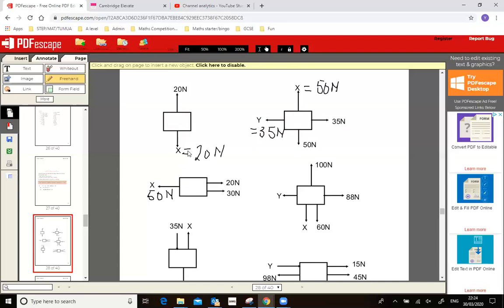Okay, so in this fourth object, let's have a look in the horizontal direction. And we can see straight away that Y has to equal 88 Newton. And here we have 100 Newton pulling upwards, and we have X and 6 Newton pulling downwards. So those three forces have to balance, giving a resultant force of zero. It means X must be 40.